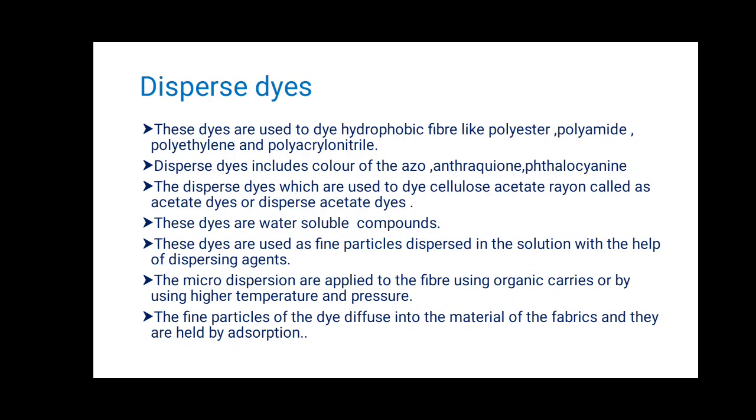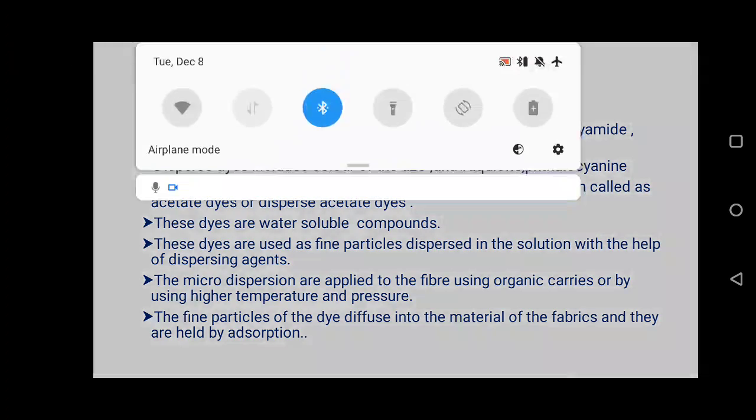There is a classification of dyes based on applicability on the substrate. They are classified into nine types: azoic dye, disperse dye, direct dye, acid dye, basic dye, vat dye, sulfur dye, mordant dye and disperse dye. We will stop here.